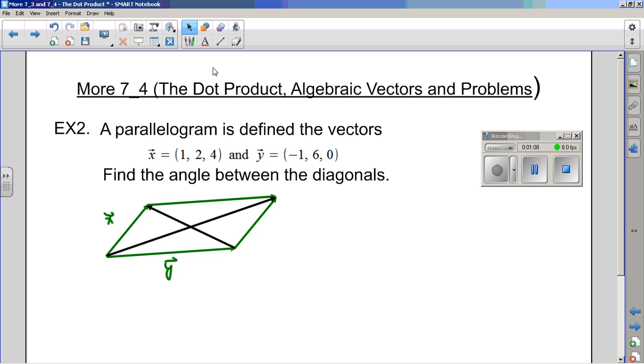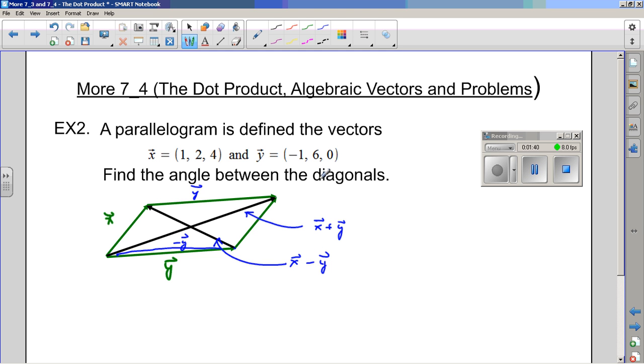Well, how would I get an expression for the diagonals? This one here is just x plus y, right? That's what this one is. What's this one then? Well, start at the start, negative y is this way. That's negative y plus x. This is x minus y.